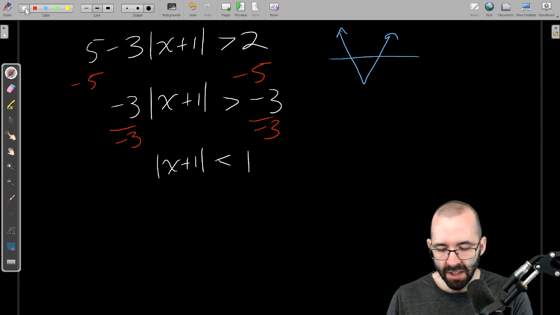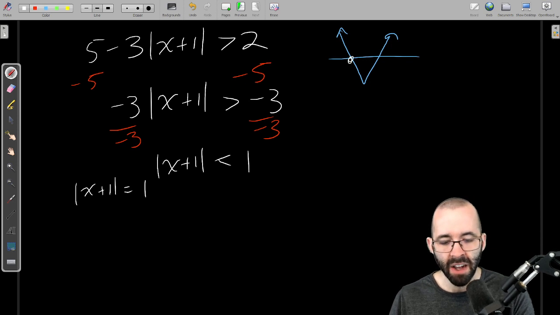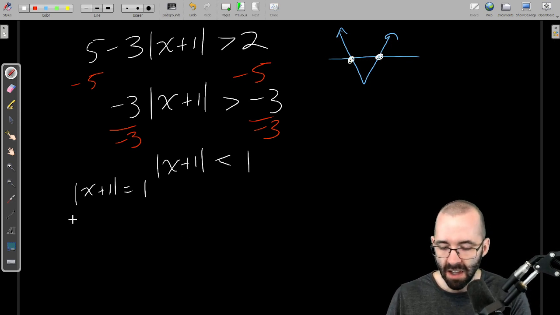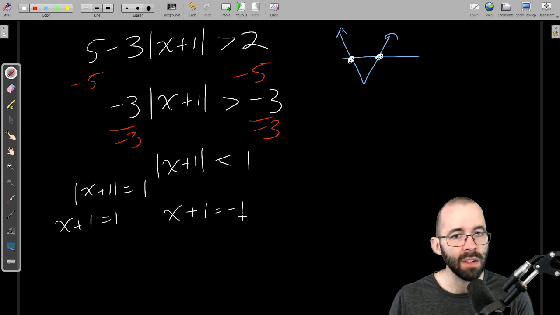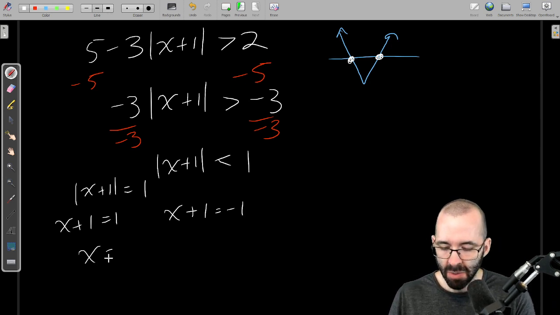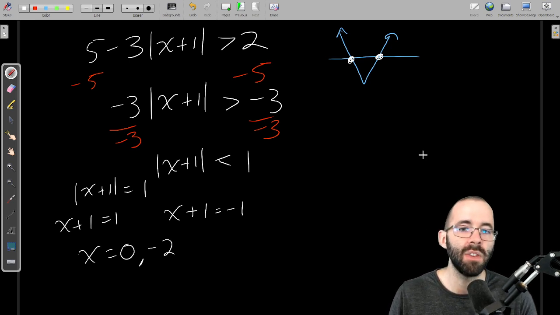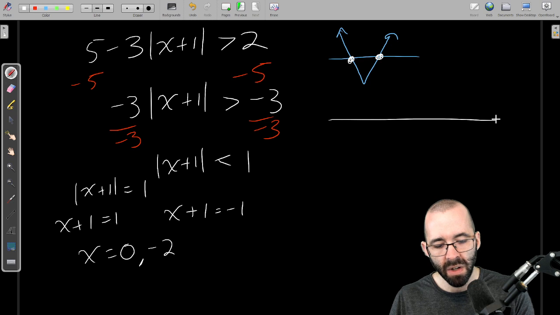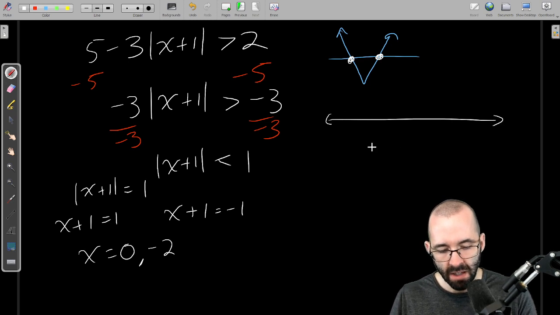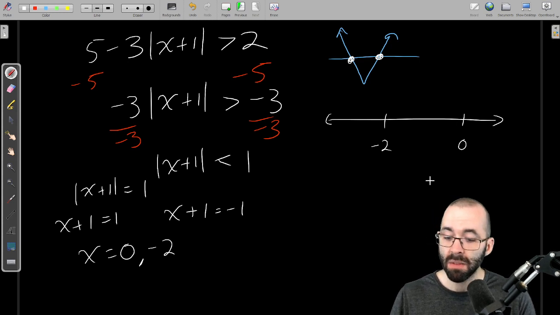So let's find out, when is the absolute value of x plus 1 equal to positive 1? That'll find the x coordinates here. That's true when the inside is positive 1, but it's also true when the inside is negative 1, because the absolute value will still turn it into a positive 1. That's when x is 0 and when x is negative 2. So we know our answer is going to be between negative 2 and 0. But if we wanted to double check, we can make a number line. Say negative 2 is here. 0 is here.